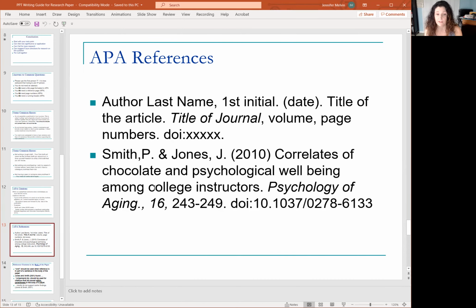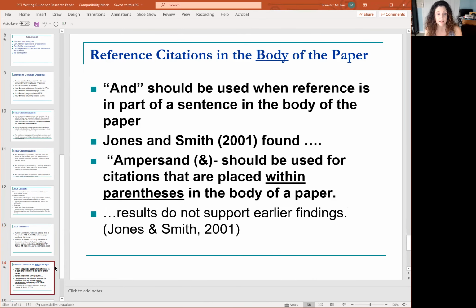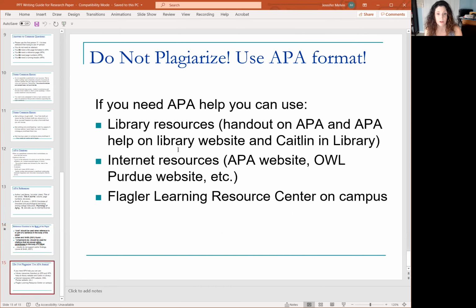And we also have APA resources in the library. We have a handout on APA. We also have APA help on the library website. You can talk to Caitlin Tracom, our social sciences librarian, about APA. The Flagler Learning Resource Center would be such a great place to send your paper and get some help with APA. Even those of you who've used APA before, I think, would really benefit from using the Writing Center and having them take a look at your paper.